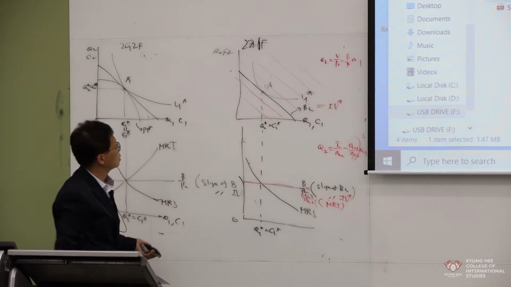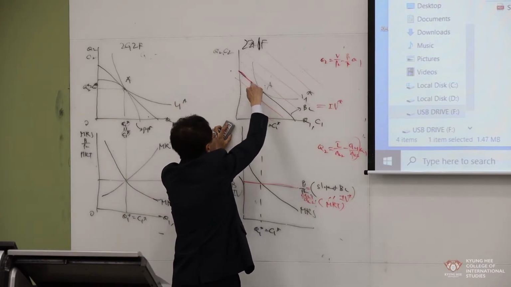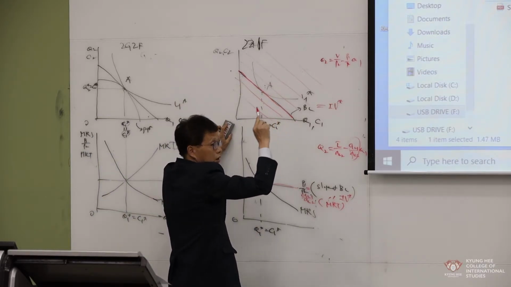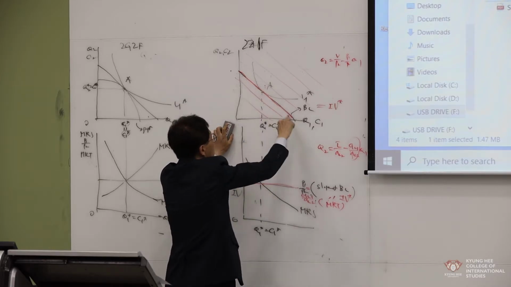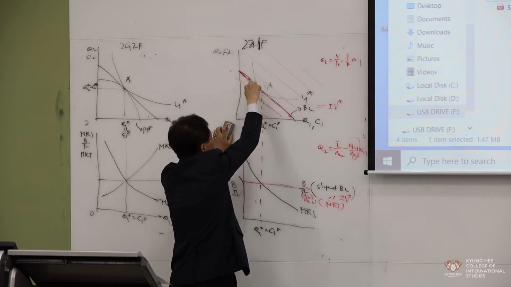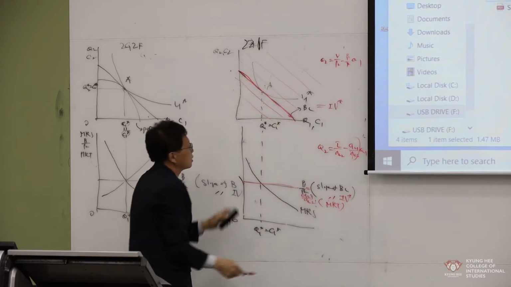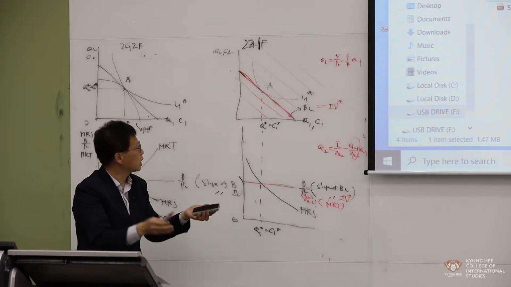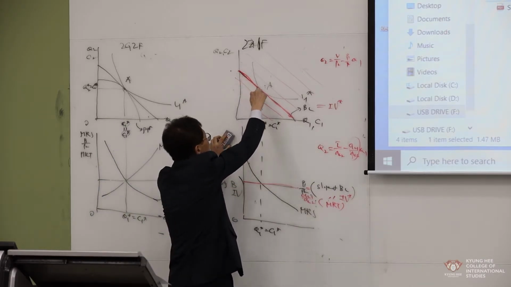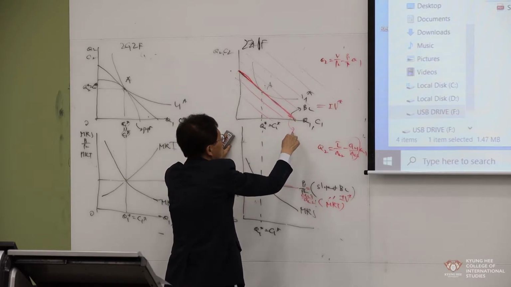Right? So this is a budget constraint. At a general equilibrium point, this is a budget constraint. Simultaneously, this same straight line is the maximized iso-value line. At the same time, this one is the production possibility frontier.